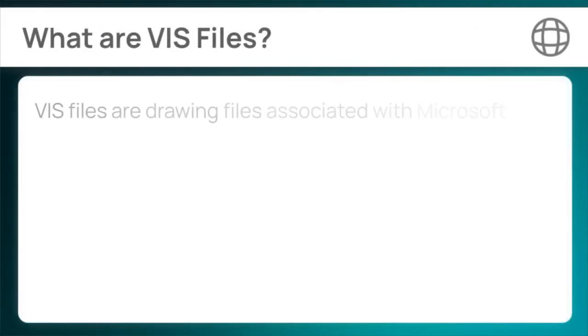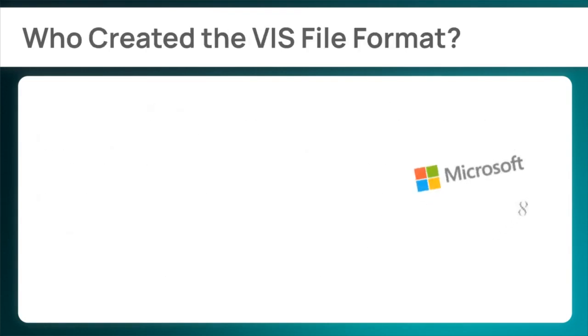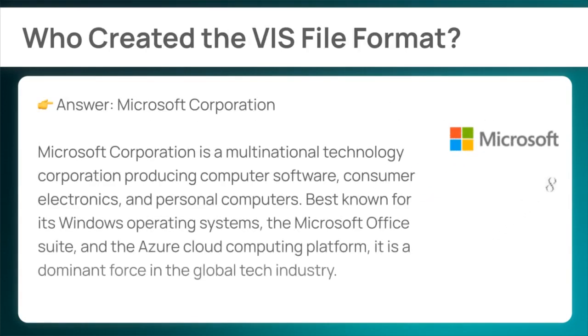VIS files are drawing files associated with Microsoft Visio, the professional diagramming and visualization application. They contain structured diagrams including flowcharts, network topologies, floor plans, org charts, process maps, and technical drawings, with shape data, connectors, layers, and custom properties.